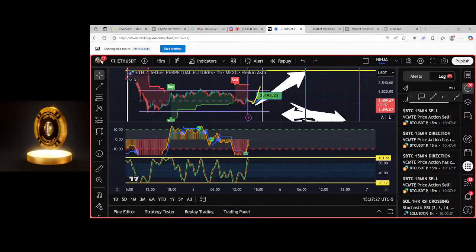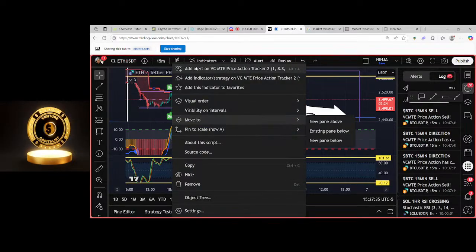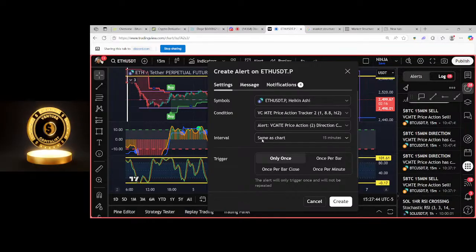The second thing I'm going to do is, notice here we have the 15-minute buy signals, right? Now we're going to use the 15-minute buy signals, and we're going to add an alert. You can see right here it says add alert to VC Making Trading Easy Price Action Tracker. So these are our indicators that we use to track buys and sells. And these indicators are on TradingView. You can get them for free.